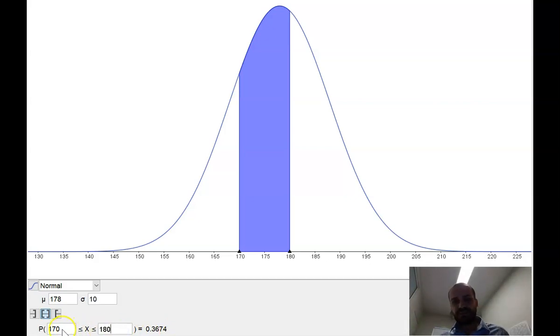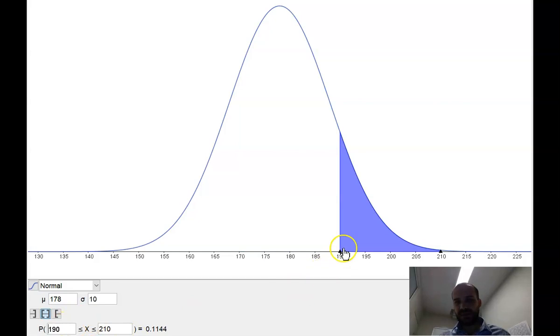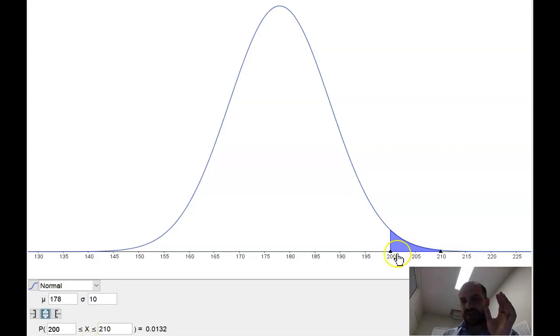And I can do this for any number of values. So I could say, okay, what's the probability that someone's between 190 and 210? The probability is given by this area under the curve, and it's 11.44%. It's fairly low. Or what's the probability that someone's over 2 meters tall? Very, very small. Let's increase that to 300. The probability that someone's over 200 centimeters tall is about 1.39%.